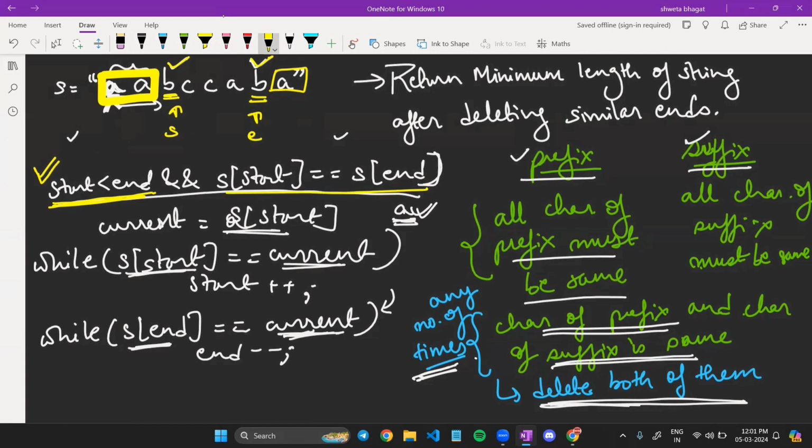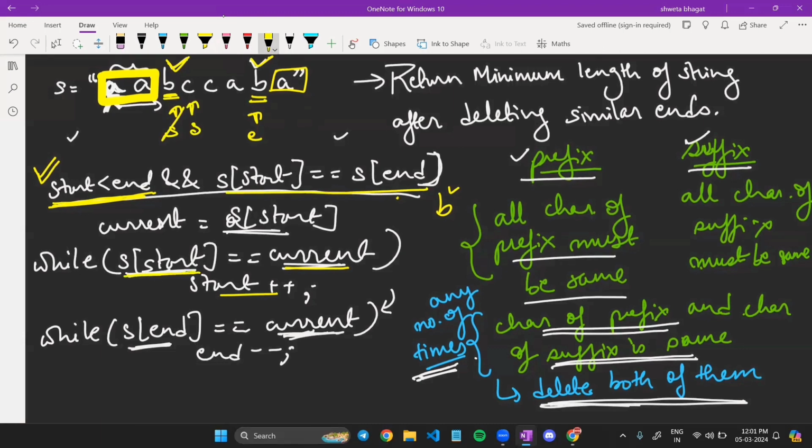So what are we going to do? We are going to store the current character. So what is the current character? Current character is b. So what we'll have over here? We will have now b. Now what we'll check? So we'll check, is s of start equal to current? So s of start is b. Is b equal to b? So yeah, b is equal to b. So what we'll do, we'll simply increment our start pointer. So our start pointer will now point over here.